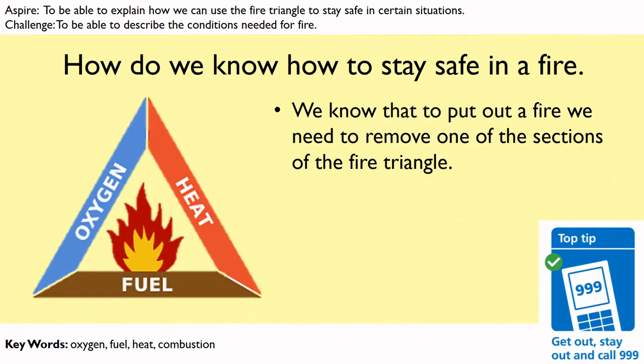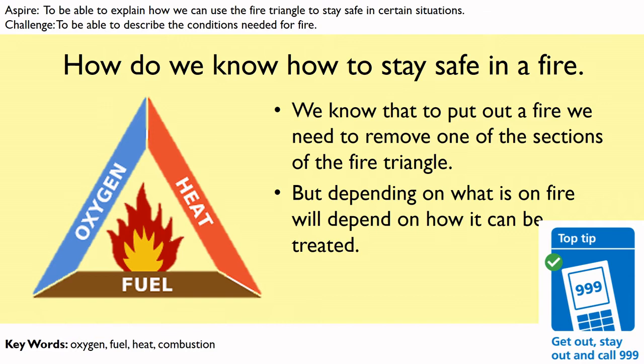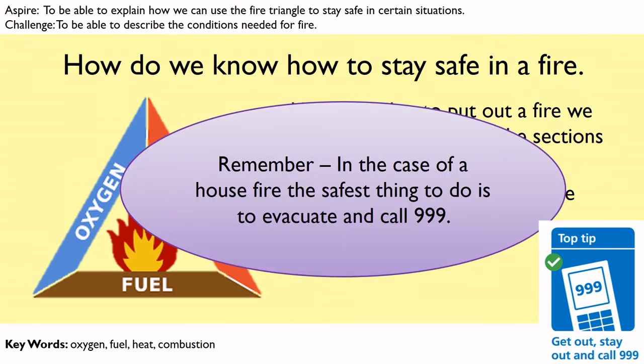Now we know that to put out a fire you need to remove one of the three sections of the fire triangle. But dependent on what is on fire will depend on how it can be treated. Now a top tip here is, in cases of house fires, the safest thing for you to do is to evacuate and call 999. Never try to fight fire on your own.